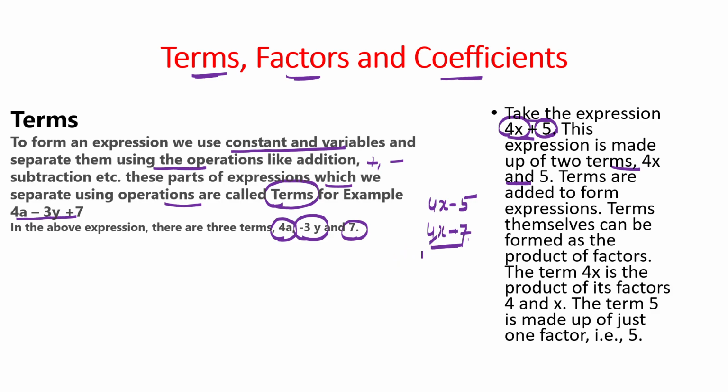What is a 4x? Okay. 4x is a product of 4 and x. We have read the tree diagram in class 6. 4x is a combination of 4 and x.